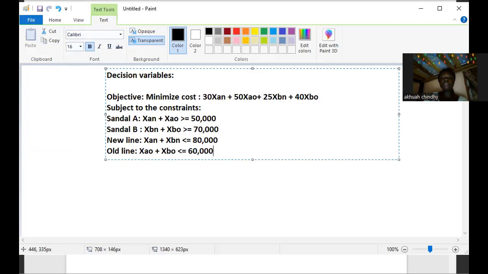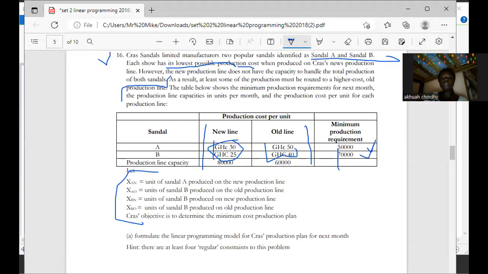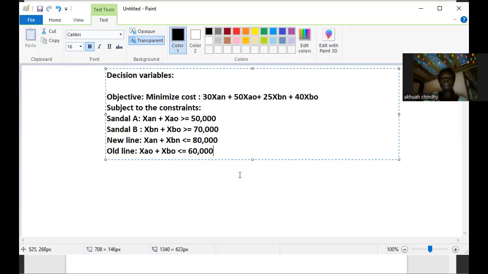As maximum, the least should be 60,000. It can be 60,000 or less, but shouldn't exceed. So when we check our question, you see that we've dealt with all the figures. There's no other figure here that we have to do. It means we are done with our constraints. So this is how the constraints would look like.